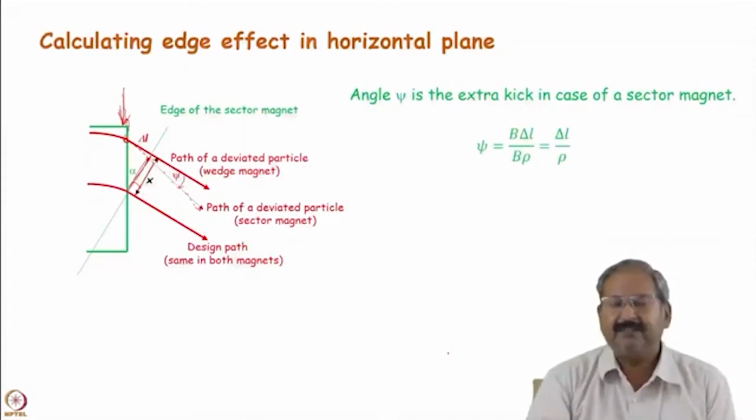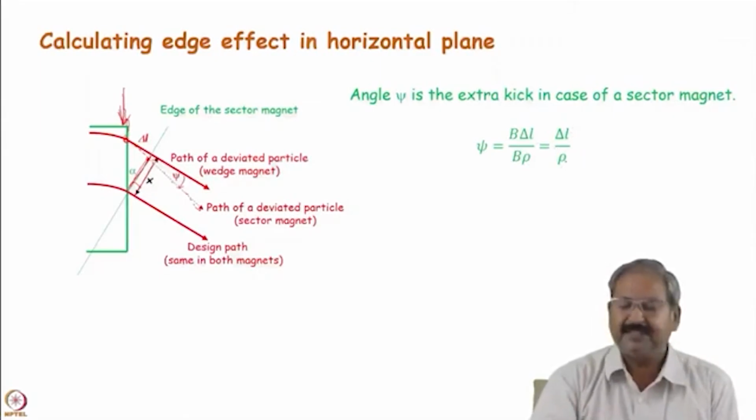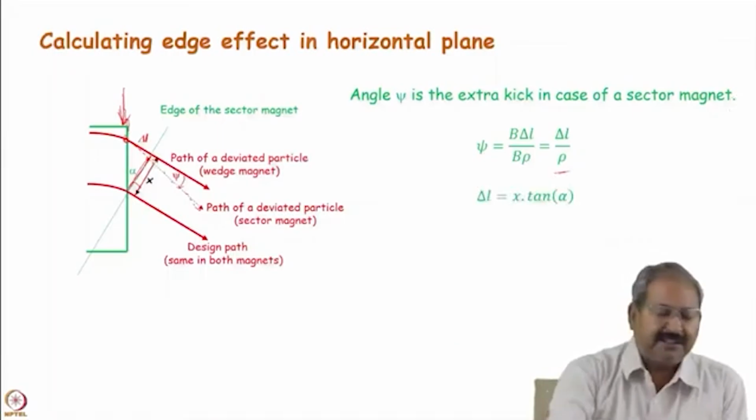And this psi can be calculated very easily using our previous formula of the kick, that is B delta L upon B rho. B rho is just P by Q. We discussed earlier that B rho is just a convention for writing P by Q in another way. So this will be psi equal to delta L by rho. This is just arc length divided by radius of curvature.